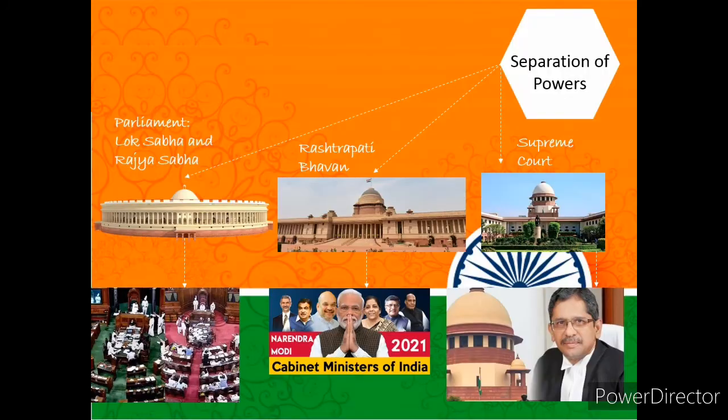Separation of powers. The three organs of the government, namely legislature, executive, and judiciary, share powers and keep a check on government. The legislature, consisting of Lok Sabha and the Rajya Sabha, makes laws. The executive, consisting of the President of India and the Council of Ministers, implements these laws and runs the government. And the judiciary is there to strike a balance and check the constitutional validity of laws.